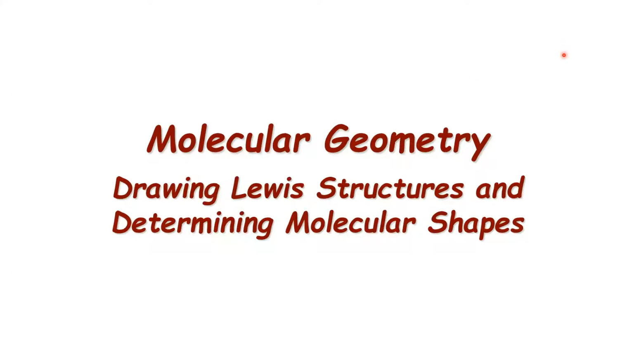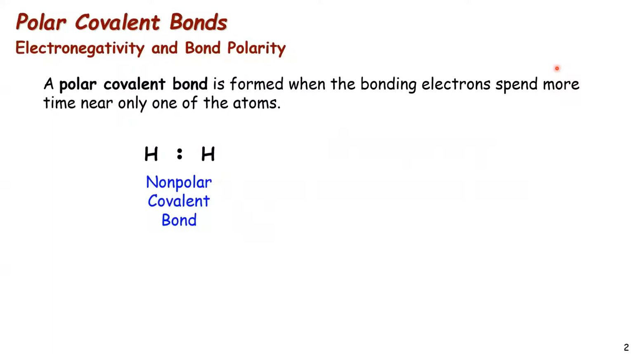Okay, today I want to talk about molecular geometries. To do this, we're going to have to draw the Lewis dot structure of the compound first, and from that, we'll be able to determine the molecular shape. Before we get to that, we're going to have to talk about a little background stuff.